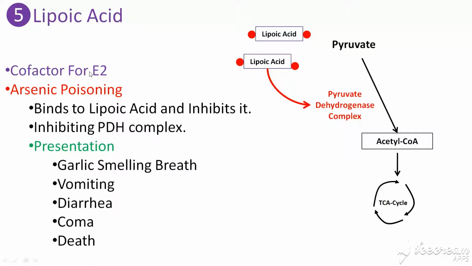Now, this is a cofactor for the E2 subunit of the pyruvate dehydrogenase complex. An important clinical correlate is arsenic poisoning. So arsenic has the ability to bind to lipoic acid and inhibit it. Let's say someone consumes arsenic; this arsenic, represented by these red dots, is going to bind to lipoic acid, and it's going to prevent the lipoic acid use in the pyruvate dehydrogenase complex, more specifically the E2 subunit. And of course, that's going to prevent the conversion of pyruvate to acetyl-CoA, leading to inhibition of the TCA cycle. So this is going to present as garlic-smelling breath, vomiting, diarrhea, coma, and death.